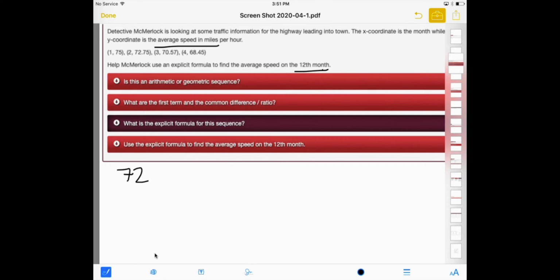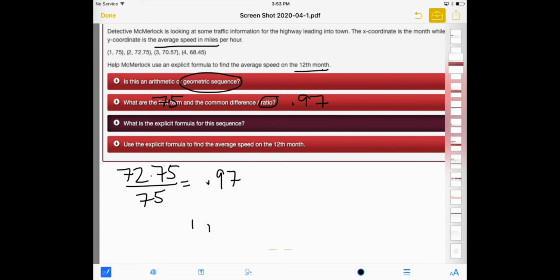So I'm going to use the trick that we kind of did before where I take the second term divided by the first term. So I'm going to take 72.75 divided by 75. And what we end up getting is 0.97, so that's definitely going to be a geometric sequence. And I didn't show the work here, but if I go all the way through, it's going to be geometric. The first term is 75. As we could see, the common ratio, so I circled ratio, is 0.97.